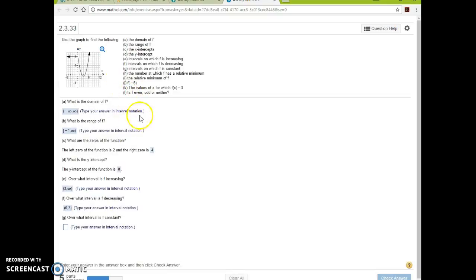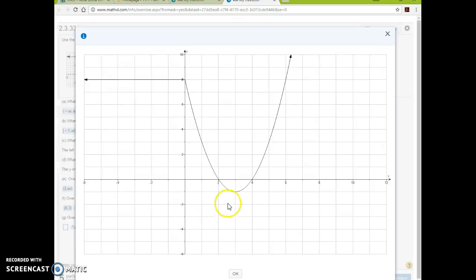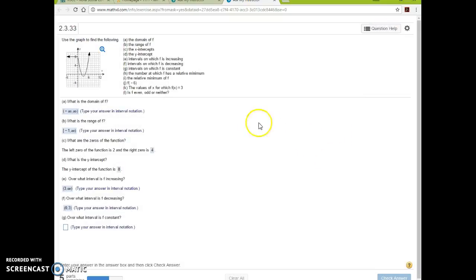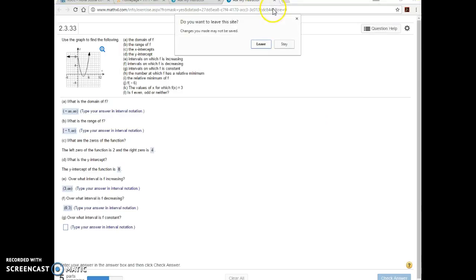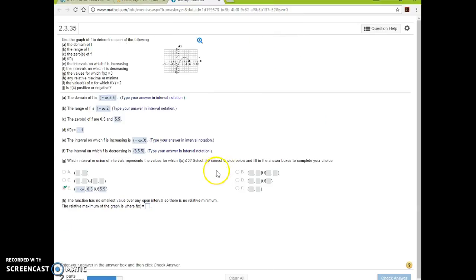And then lastly, is this function even, odd, or neither? So remember, it's even if the y-axis is the line of symmetry. In this case, it's not the case. This is shifted over too far. It's odd if it goes through a mirror image with the origin. Not the case here, so this one is neither. So you can tell that just by looking at the graph. Okay, so that's pretty much it on those.